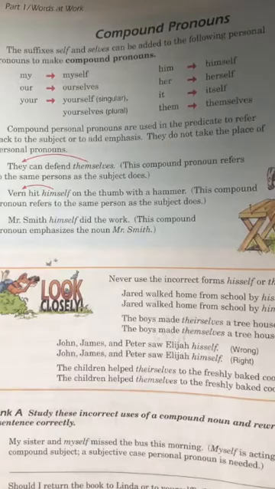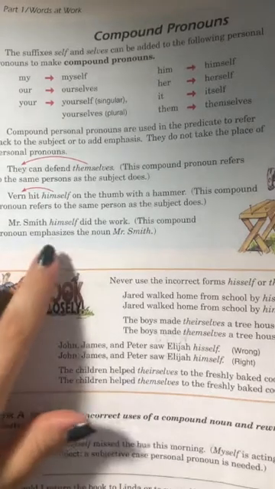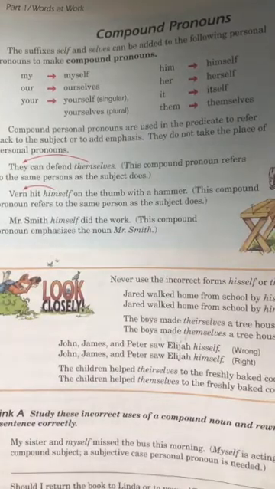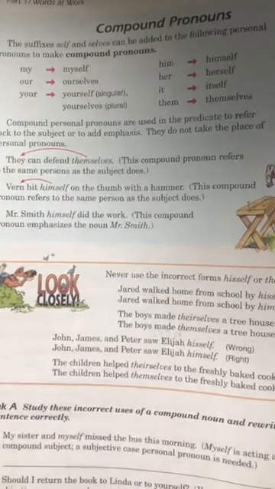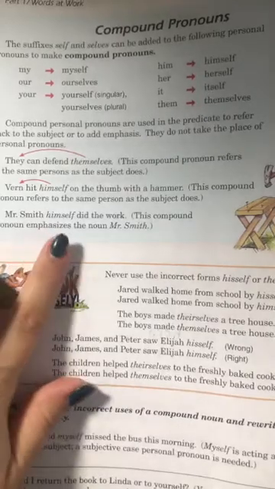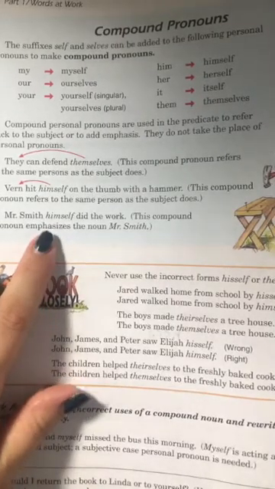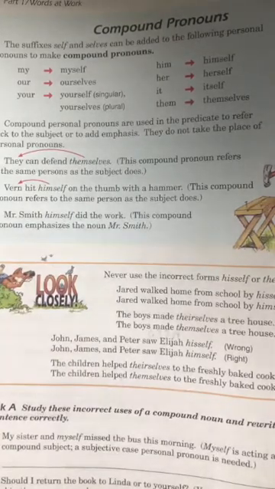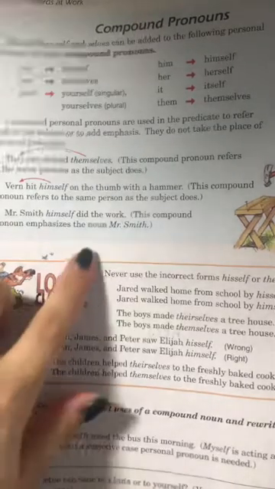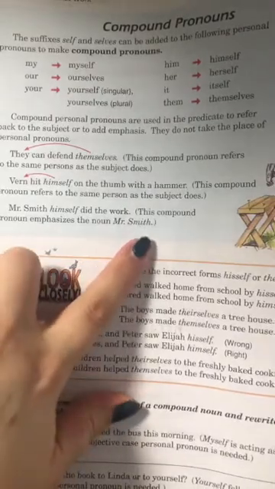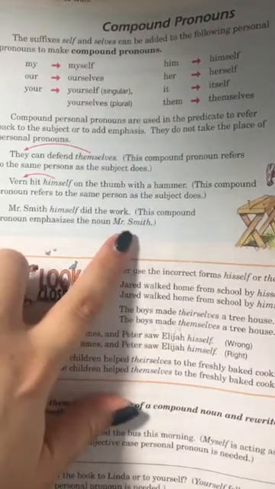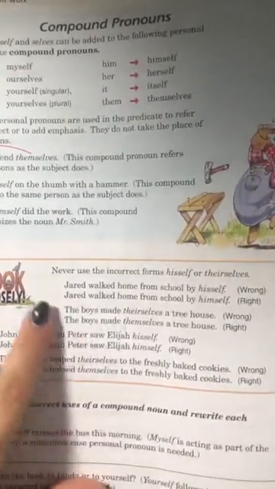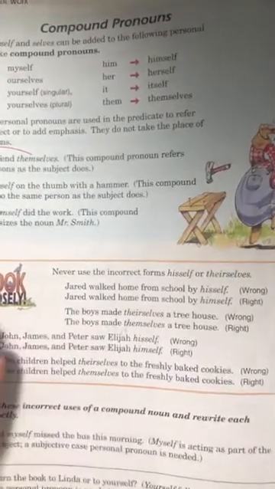So notice how you can say, Mr. Smith did the work. That is a complete sentence that makes sense. But just to add emphasis, this sentence includes, Mr. Smith himself did the work. Notice how that adds to the sentence, adds emphasis. It emphasizes the noun Mr. Smith, but it doesn't replace it. Notice that.